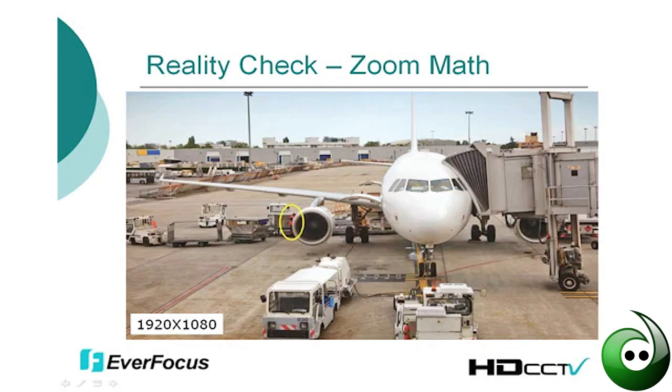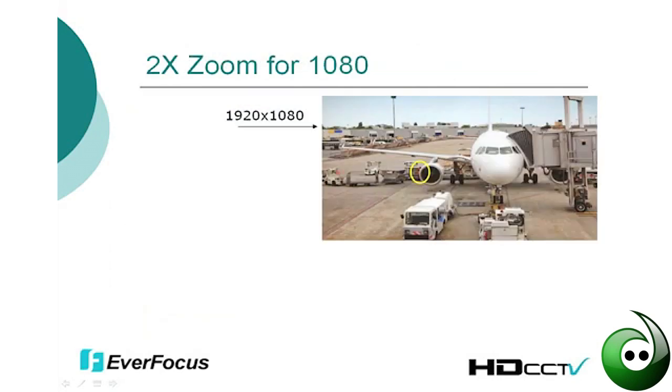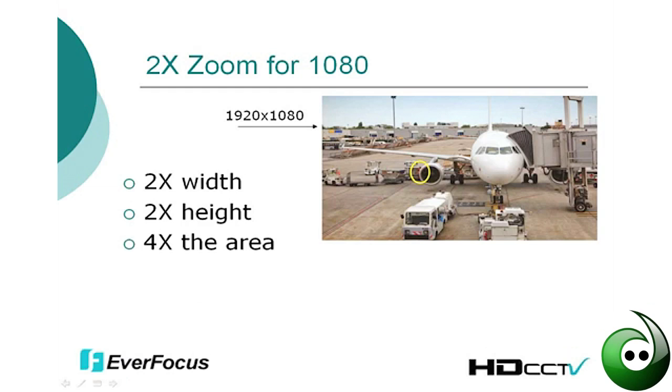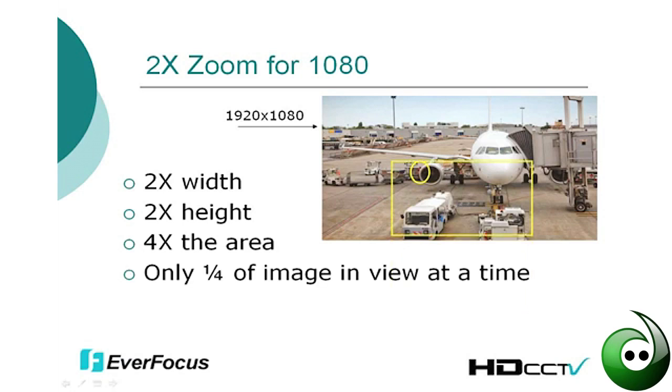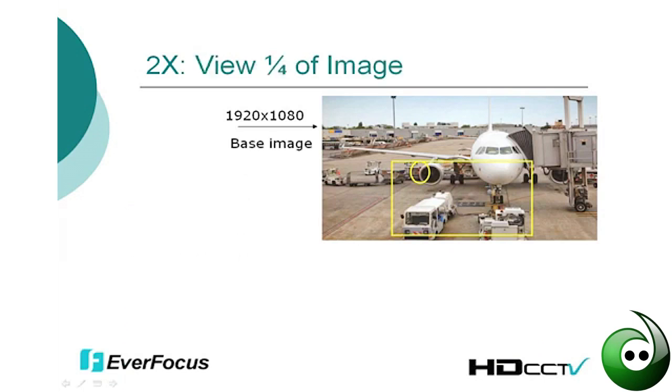And let's examine this individual that we can see in this scene. If we look at 2x zoom, and we start with our 1920 by 1080 picture, when we go to 2x zoom, we're expanding an area to be twice the width, twice the height, essentially 4 times the area. Only 1/4 of the image will be in view at a time, and that 1/4 of the image will then be expanded to full screen.